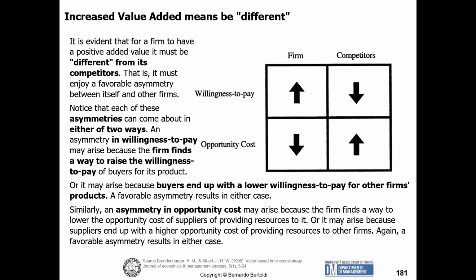The first point is you can act on willingness to pay, increasing the willingness to pay a customer has for your product, or decreasing the willingness to pay that the customer has for a competitor's product. In the same way, but on the other side, you can lower the opportunity cost of a supplier who is dealing with you, or you can try to raise the opportunity cost for a supplier to deal with one of your competitors. How can you do that?